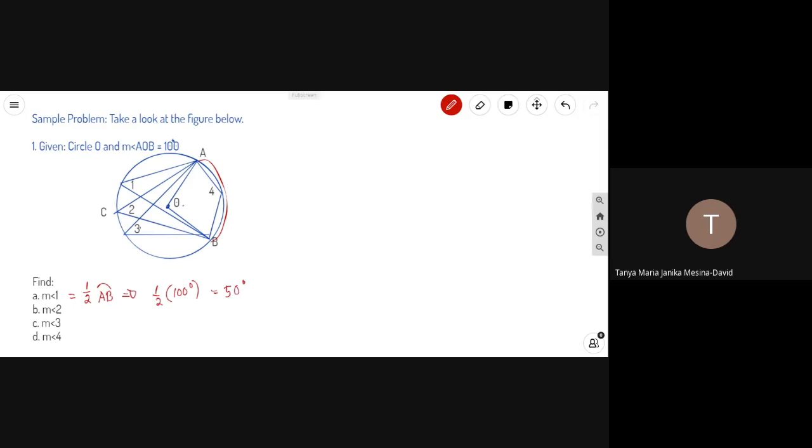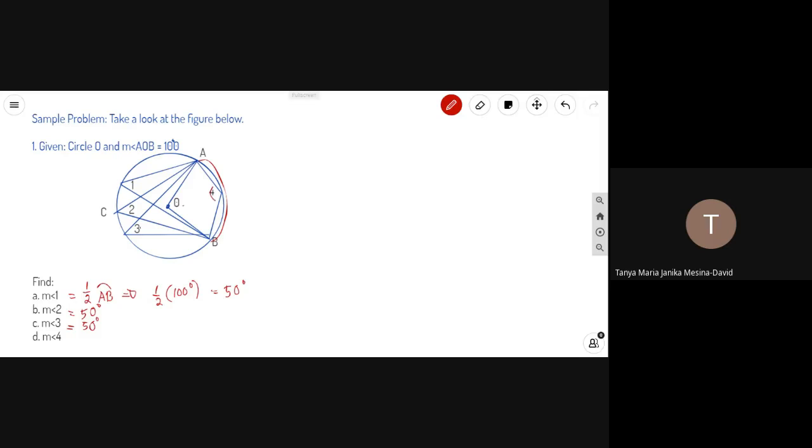For angle 2, it is an inscribed angle, and it intercepts the arc AB. Hence, it's also one half of AB, which is 100. So one half of 100 is 50 degrees. This also goes for angle 3 because again, the intercepted arc is AB. So it's also 50 degrees.